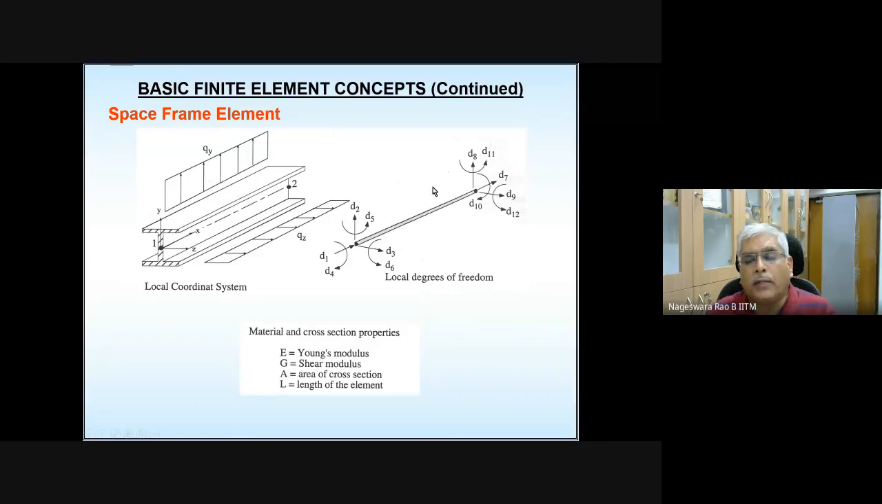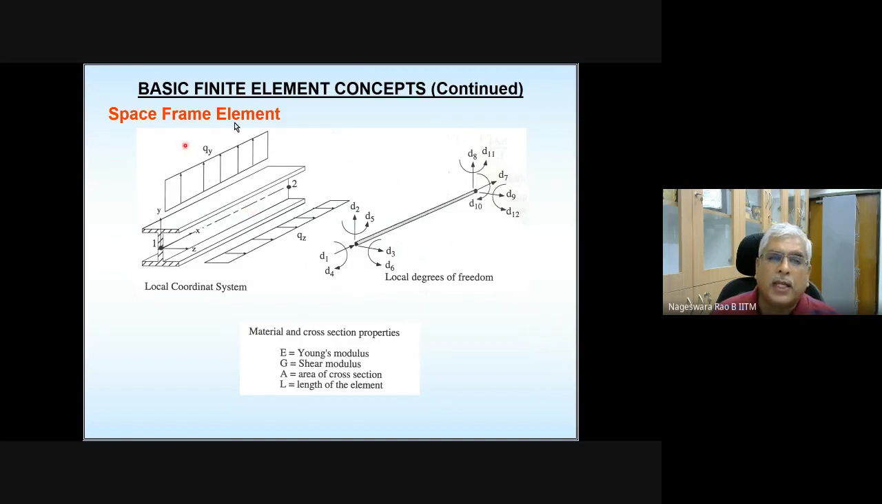And for space frame, if you take a two-node element, two-node space frame element, at each node you are going to have 3 translations and 3 rotations. So total 6 degrees of freedom at each node. So total degrees of freedom are going to be 12. So please take a note of this if you have not done it. I'm not getting any response from student side, so I hope everything is clear.